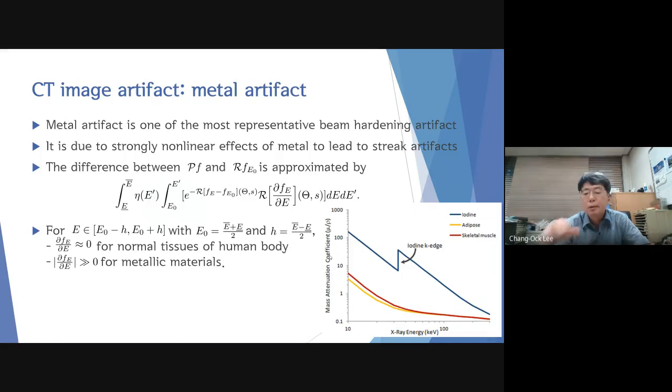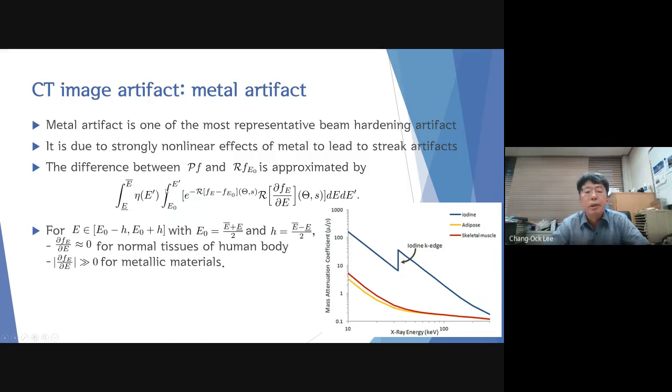And if you look at this graph, this is iodine. So for iodine, the attenuation coefficient suddenly changes as the X-ray energy changes, while for skeletal muscles or biological tissue, the attenuation coefficient changes very slowly. So this also causes metal artifact.